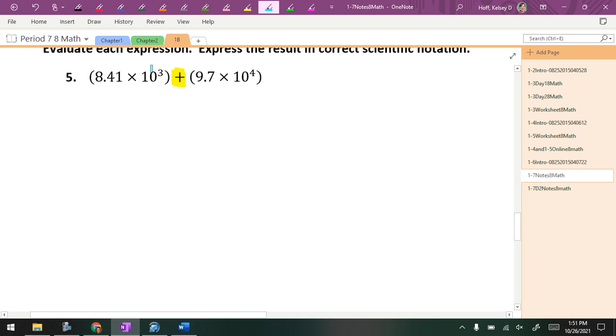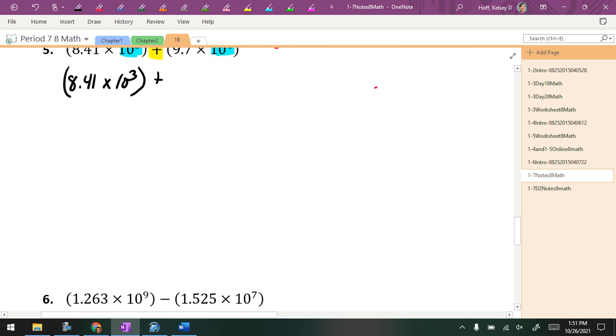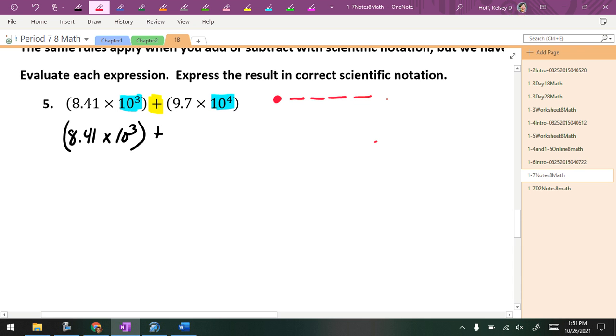3 and 4. 10 to the 3rd, 10 to the 4th. Does Ms. Hoff care if you pick 10 to the 3rd or 10 to the 4th? No. Which one do you want? 10 to the 3rd. Okay? So we're going to leave 8.41 times 10 to the 3rd. But I need to rewrite 9.7 times 10 to the 4th with something times 10 to the 3rd. So right now my dash diagram has 4 dashes on it. Whoopsies. Because I have 10 to the 4th. But you guys told me you want to move it to 10 to the 3rd.